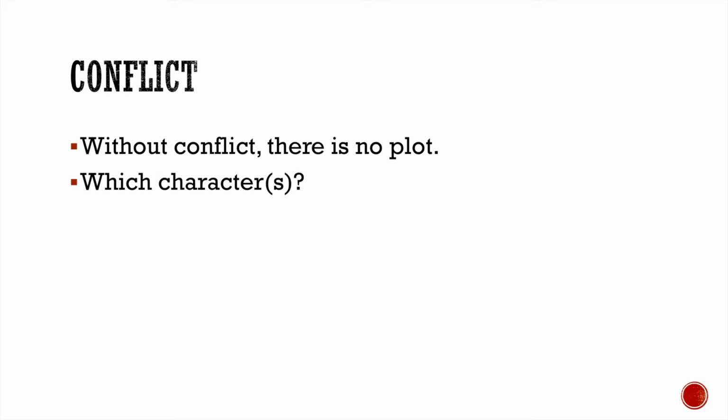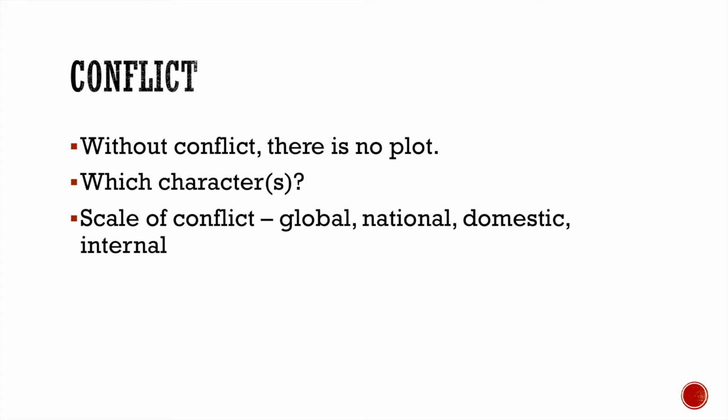Which characters are going to experience conflict? And in the best books there's more than one, and quite often those conflicts become involved with each other in a way that makes a plot more complex and allows for the development of subplot. What's the scale of the conflict? Are we talking about global warfare? Are we talking about national upheaval? Are we talking about a domestic conflict within a family? Are we talking about a character whose conflict is largely internal, and it's a battle between what they know they should do and what they feel they are able to do? Hamlet would be a good example of internal conflict.